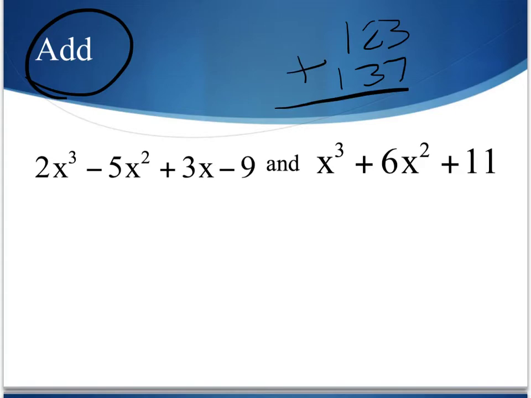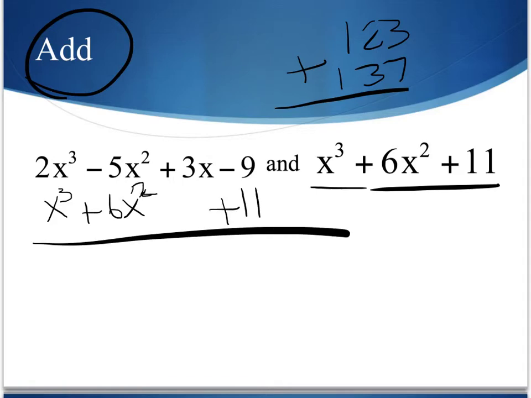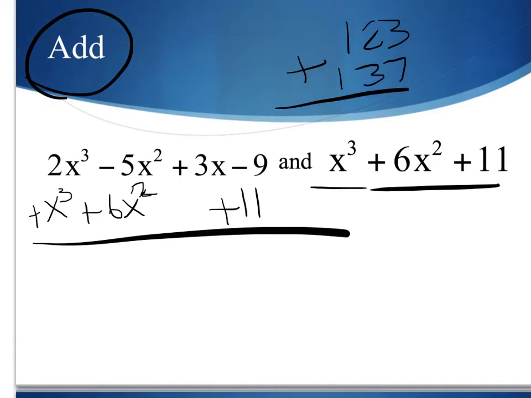Well, we can do the same thing here with these. I can take this and line it up underneath under the correct terms. So x cubed would go under 2x cubed. 6x squared would go under 5x squared. That's a positive. Oops. And then the positive 11 would go under the 9 because it's the constant. And then we add them together because it asks us to add.